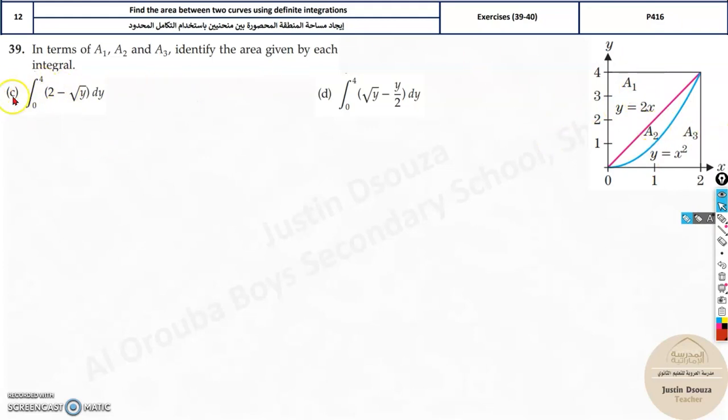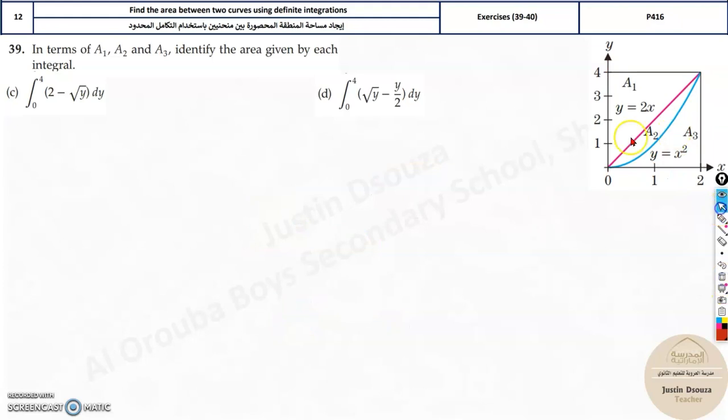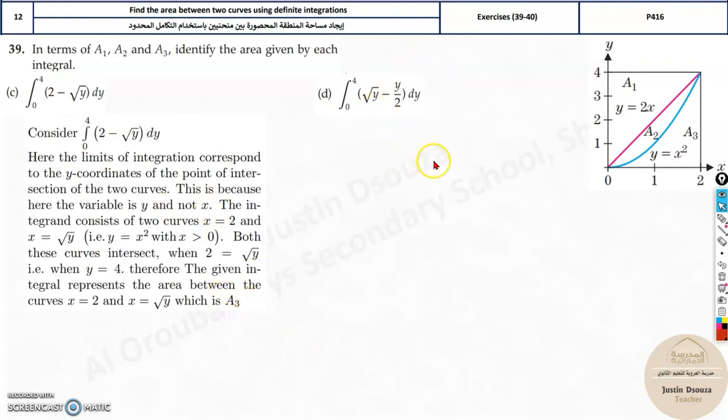Over here, 0 to 4, when you look at this limit, you must understand we are dealing with the y-axis. So 2, where is 2 over here? 2 is this line, and then root y, the square root of y. Look carefully, you have y equals x squared. Take the root on both sides. What's going to happen? It's going to be x equals root y. So this function and this function is what we are considering: the right function minus the left. The right side is 2, minus the left side, will give you this region of area, isn't it? So the answer is A3 for this. Right minus left along the y-axis. So it is A3.